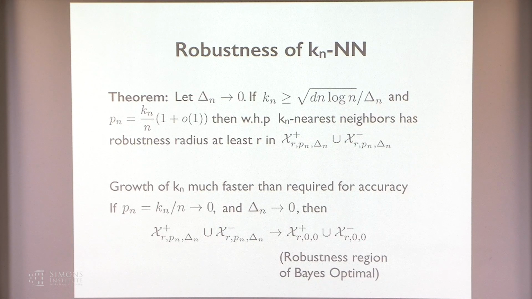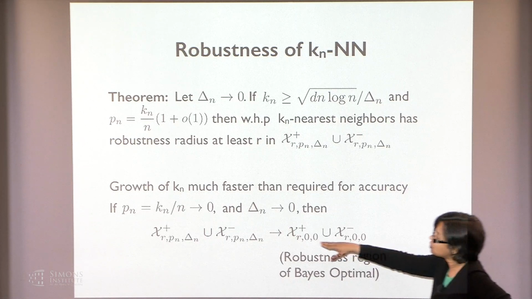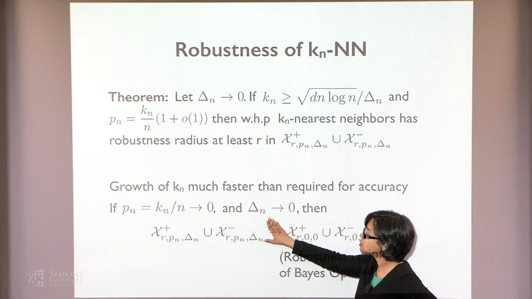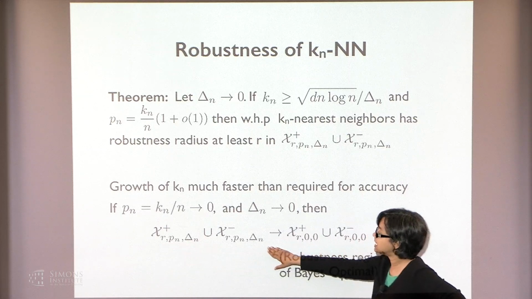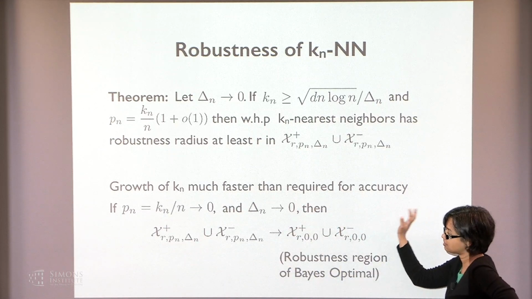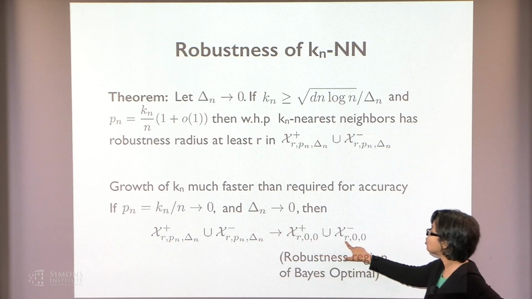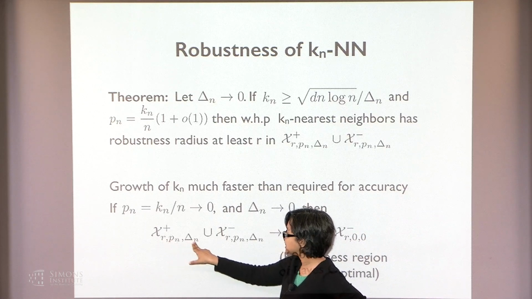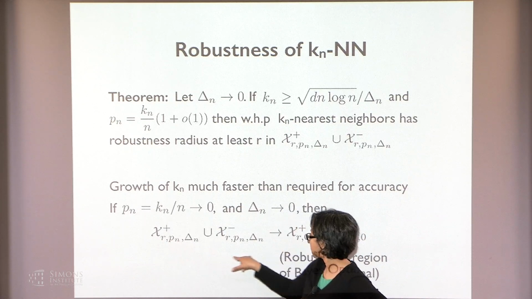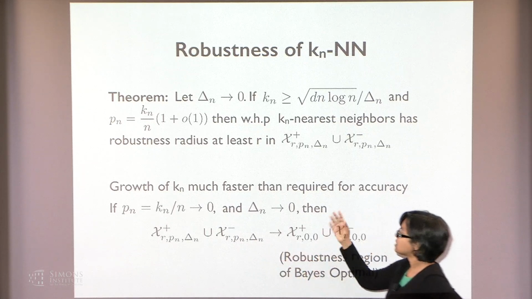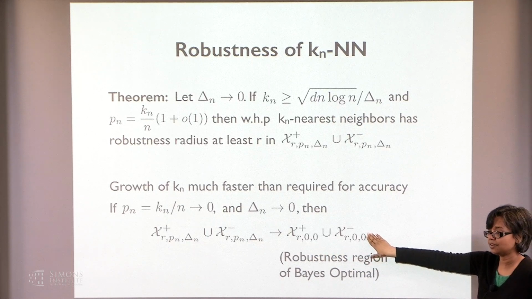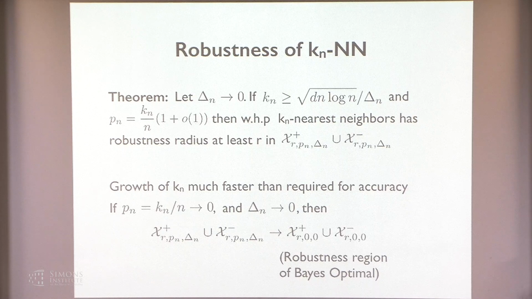The second thing to notice is if your pn, which is approximately kn over n, goes to 0, and if your delta n also goes to 0, then under various regularity conditions, of course, this interior, the interior of R with pn and delta n, will also go to the robust region of the base optimum. Here again, pn and delta n are both going to 0. So if things are nice and regular, under nice conditions, this will also go to the robustness region of the base optimum.